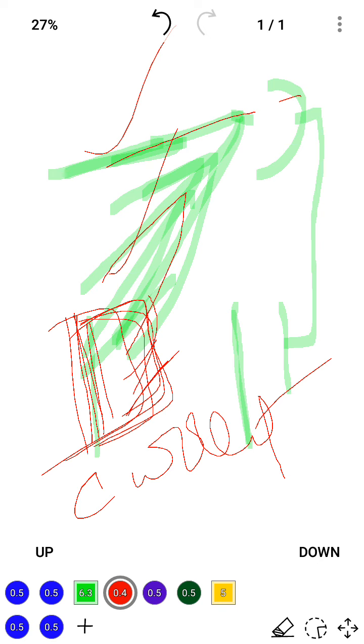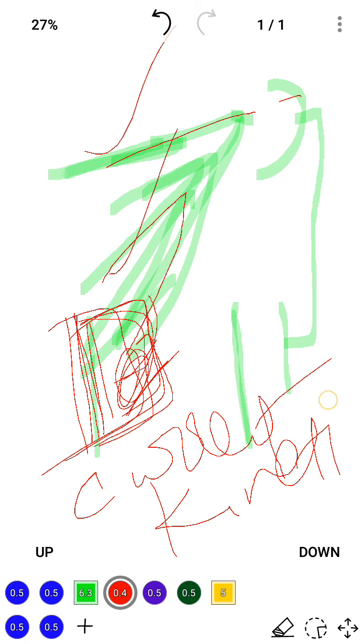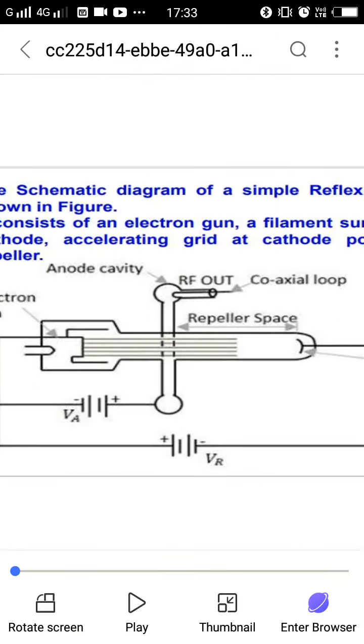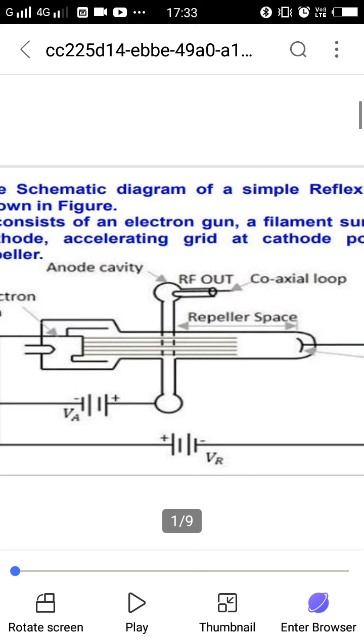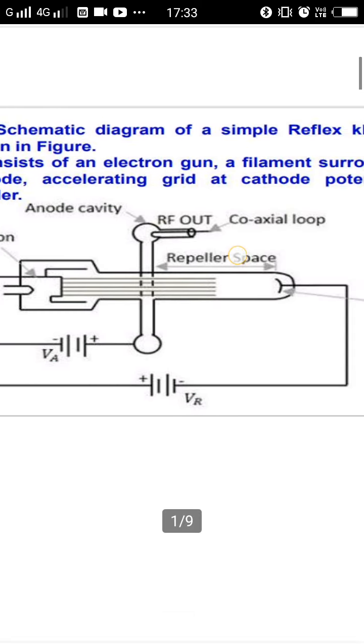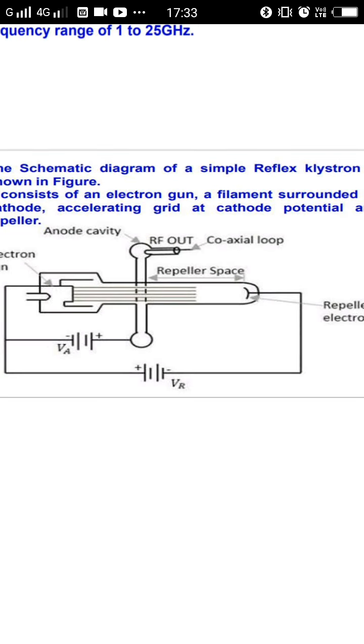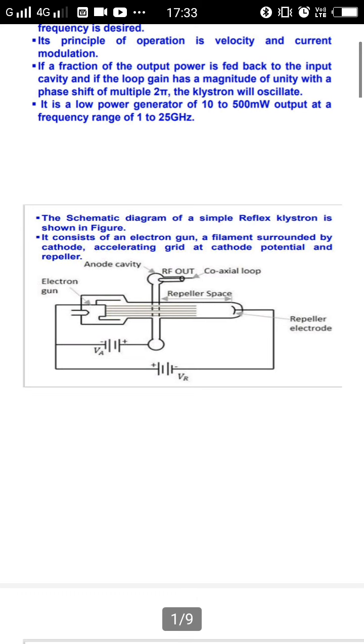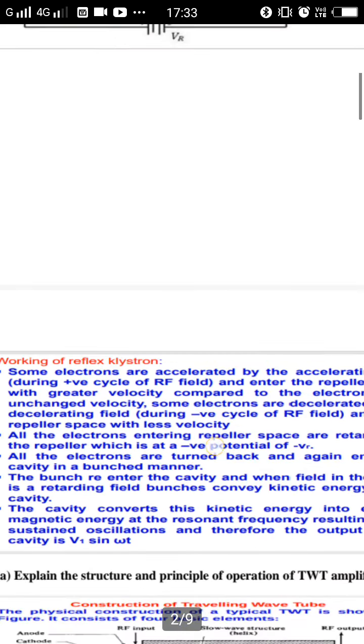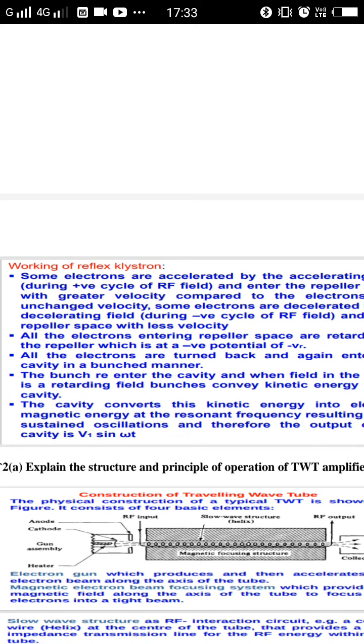That produced energy is kinetic energy. The kinetic energy can be caught by the cavity gap, that is the resonant signal, which converts the kinetic energy to microwave energy and gives the output. We collect the output using a coaxial loop here, which produces sustained oscillations. That is the simple explanation for the reflex klystron oscillator. I think you understand this. The same working is mentioned here: electrons moving in the positive cycle get accelerated, and in the negative cycle get decelerated.